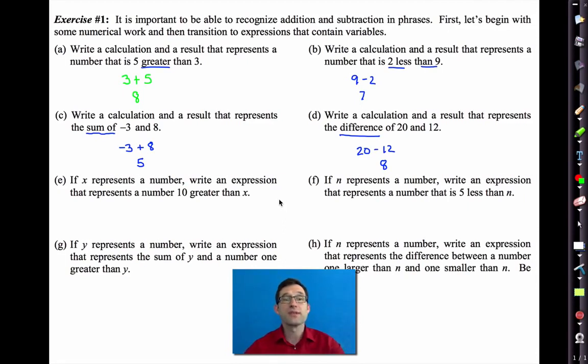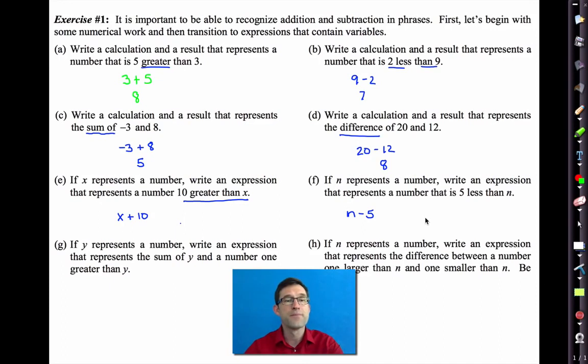Letter E, if x represents a number, write an expression that represents a number 10 greater than x. Well, if we're at x and we want a number 10 greater than it, then that's going to be x plus 10. Make sure you're not writing down 10 plus x. Are they equivalent? Yes. But a number that is 10 greater than x is just x plus 10. Letter F. If n represents a number, write an expression that represents a number that is 5 less than n. Again, this is absolutely critical. A number that's 5 less than n, well, if I had n, then I'll subtract 5 to get a number that is 5 less than n.